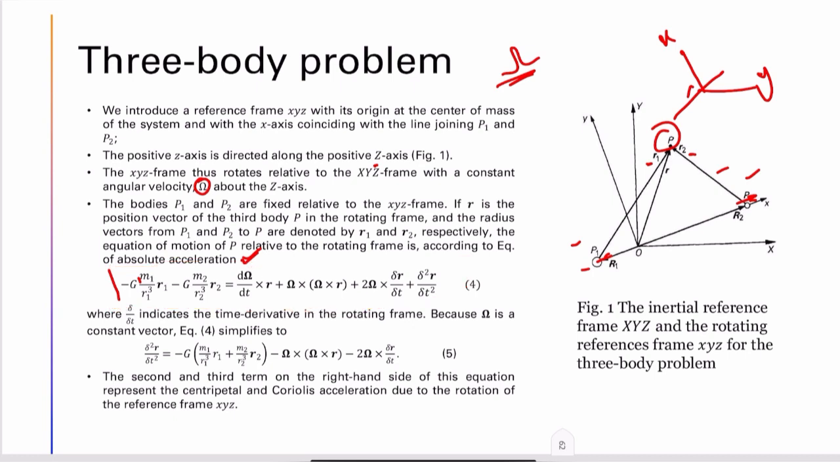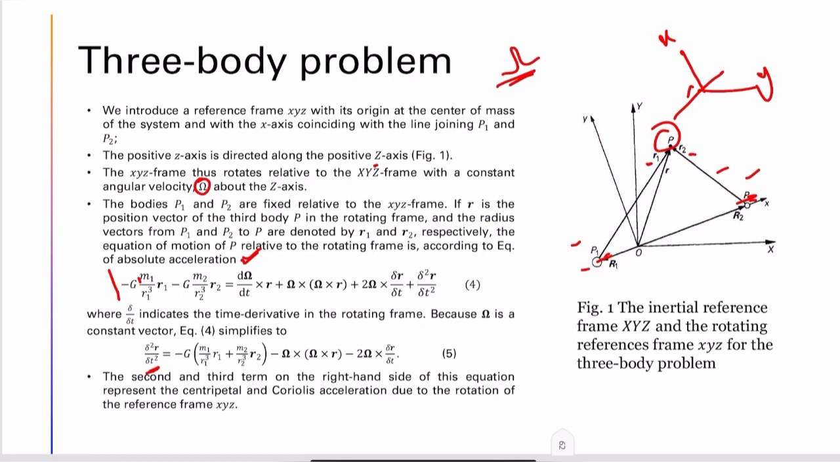Here del by del t indicates the time derivative in the rotating frame. So it is rotating with respect to time. It is a time derivative of the rotating frame, because omega is a constant vector. Now, when we simplify this expression by bringing this term to the other side, this is the final expression we have got.